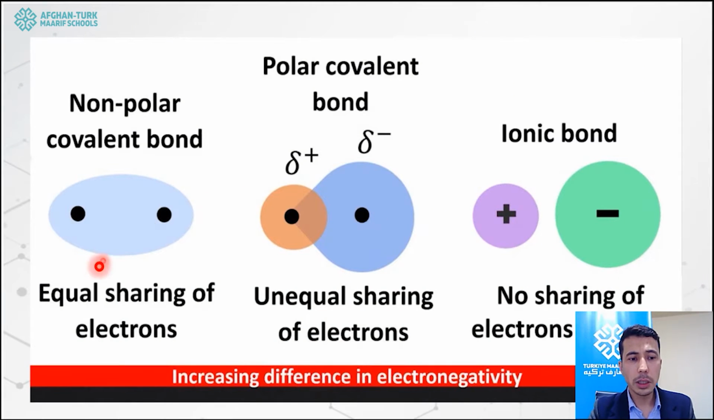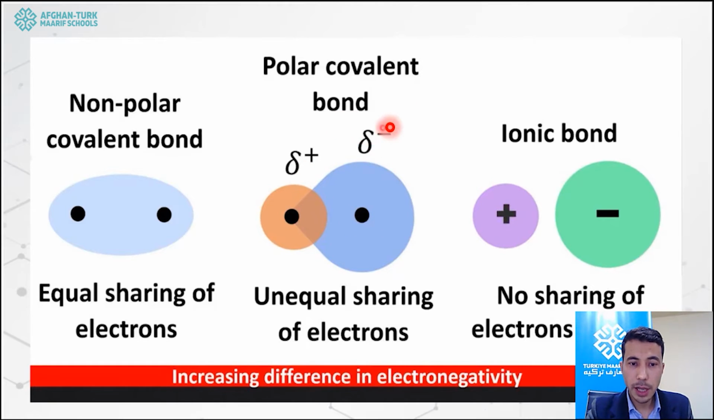You can see in this one over here, these two are nuclei and the sharing of electrons is equal between them. You can see electron density is equal, so it's a non-polar covalent bond. But in this one, one atom is much more powerful than the other one, so the electron density in this one is much bigger and the other one is smaller. So the electropositive atom will get a partially positive charge and the electronegative atom will get a partially negative charge.